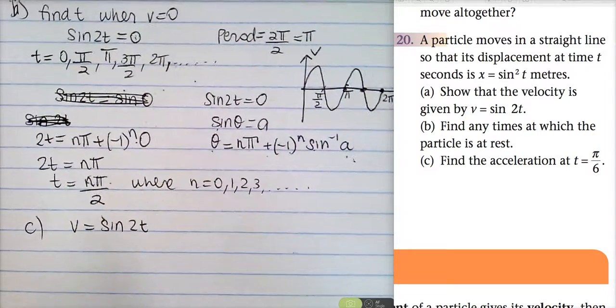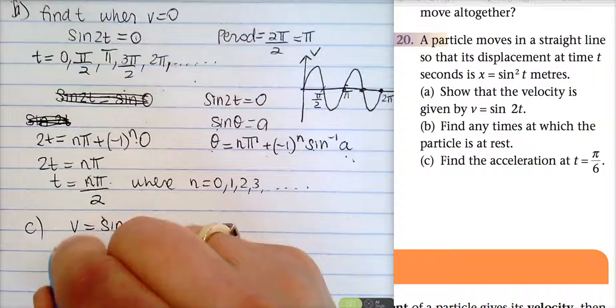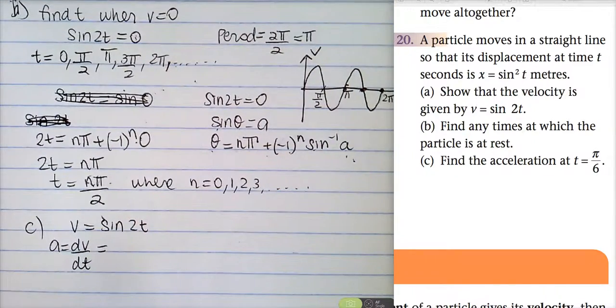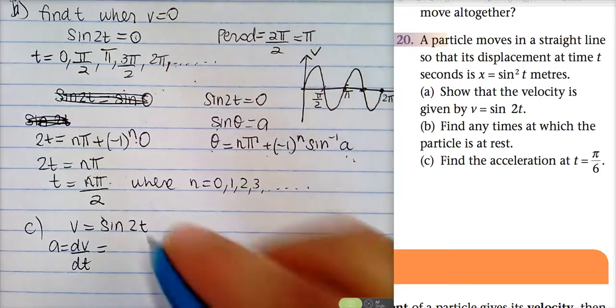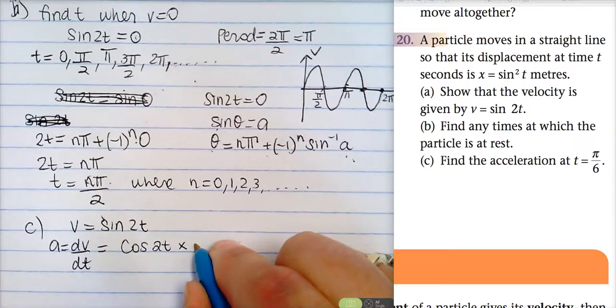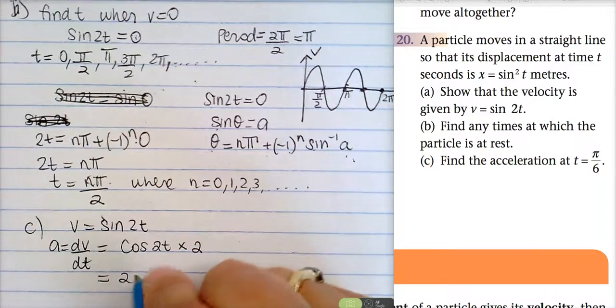We know that v is sine 2t. Find acceleration when t is pi on 6. It's just 2 units. Acceleration is dv dt, which is what? Differentiating that. How do you differentiate sine 2t? Differentiate sine, you get cos 2t times the derivative. So it's 2 cos 2t.